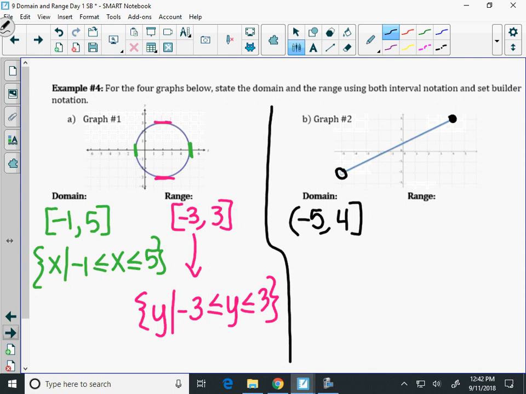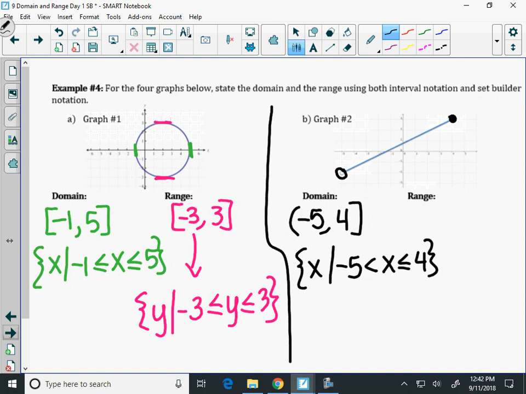Now, if you're going to do your set notation here, you start off the same way. Curly bracket, an x, a bar. All the x's such that. Now, your inequality, you just need to be careful with the symbol. You start with that -5. But what inequality comes after -5 this time? Just less than, not the equal to, because it's an open dot. X is less than or equal to 4. Very good. That will be your domain written like that.